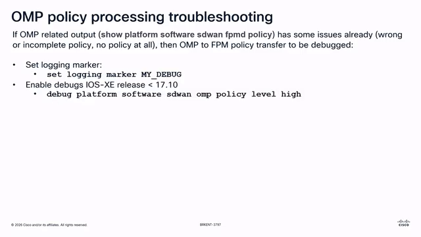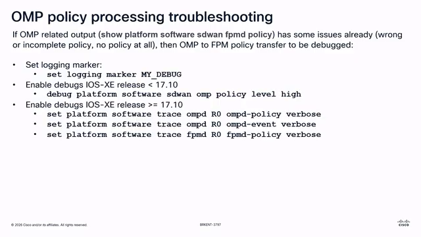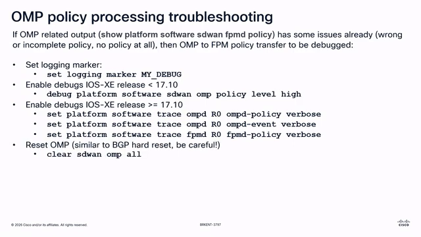So how to do it? Just like with the smart controller, if you remember, there is a difference per version. Same on IOS XE. Before 17.10, some of you may still be using 17.9, you need to enable debug for OMP with debug platform software, and so on, OMP policy level high. Starting from 17.10, you need to set the trace level. And this is what you do on 17.10. Then usually you will clear your OMP session just to ensure that the vSmart resets the session and tries to send the policy again, right?